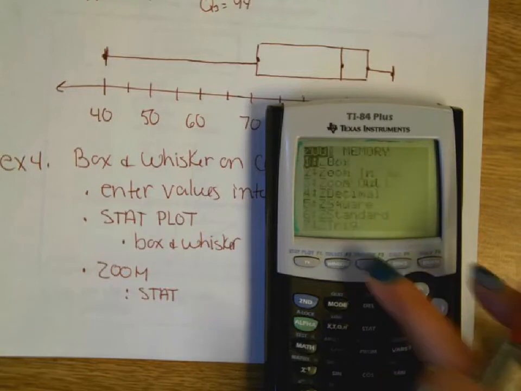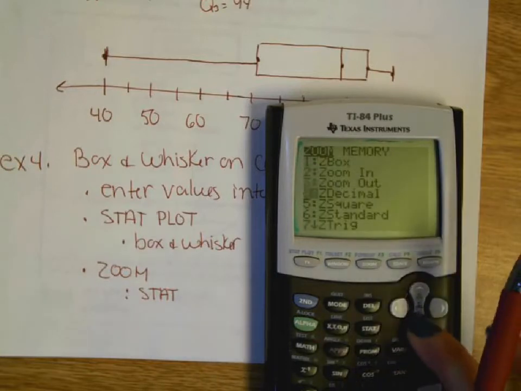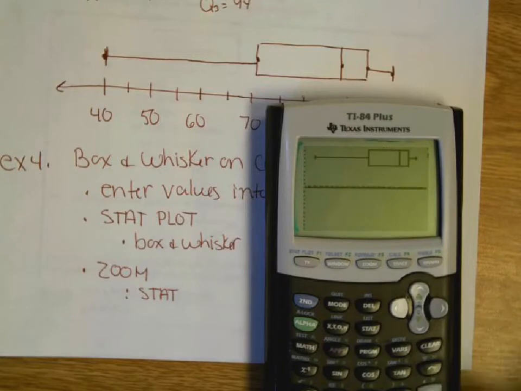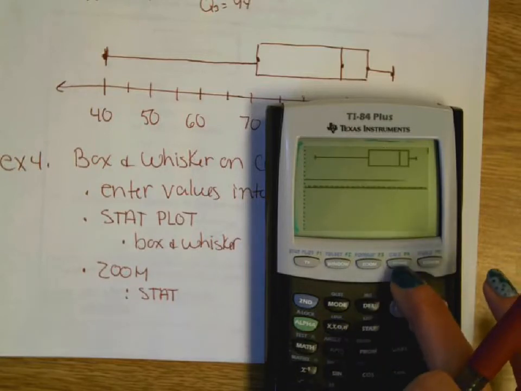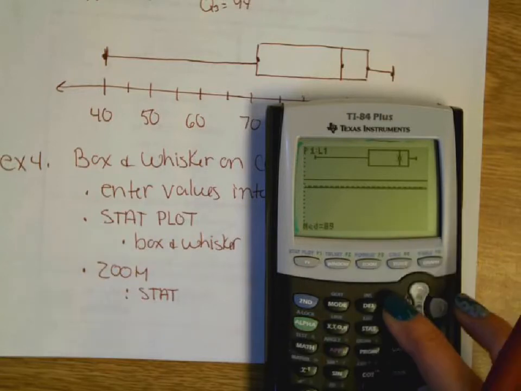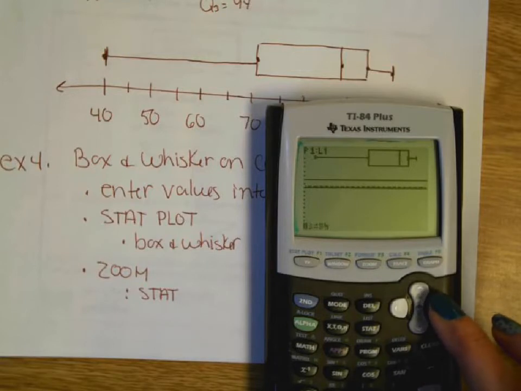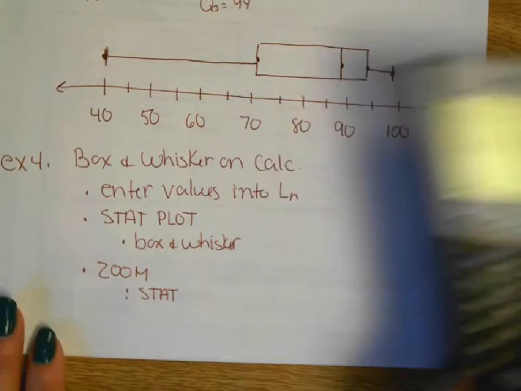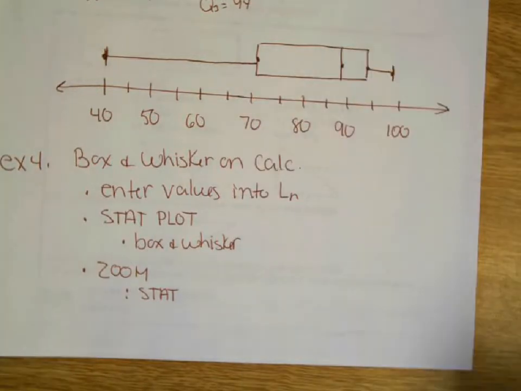Now I'm going to go to Zoom. Look for stat. I believe it's down at 9. Enter, and there it is. Now if I hit trace, which is along this top row here, I can start at the median, and if I just go left and right, it gives me all of the key values that it took to make it out of the 5 key values. So, calculators make them, programs make them.